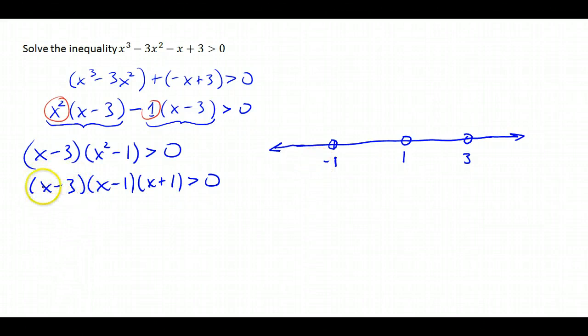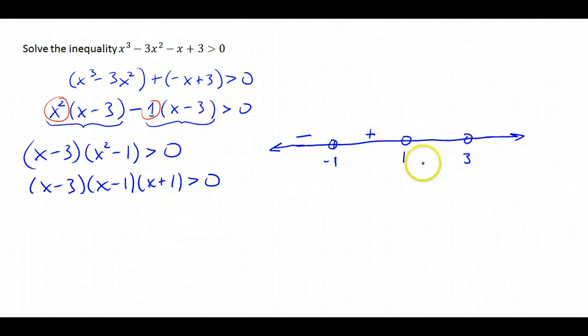Now if I put negative 2 into this factor, that factor will be negative. Negative 2 minus 1 is negative, and negative 2 plus 1 is still negative. So when I multiply three negatives together, I get a negative result. So any number to the left of negative 1 will make this whole expression negative. Now pick a number between negative 1 and 1. Okay, how about 0? 0 minus 3 is negative. 0 minus 1 is negative. And 0 plus 1 is positive. A negative times a negative times a positive is positive.